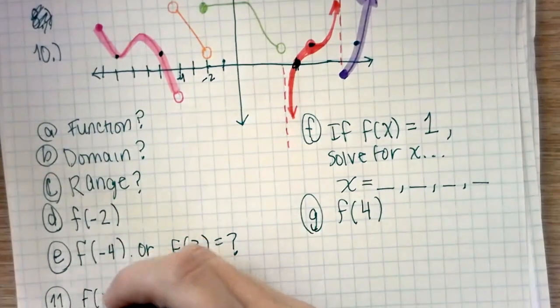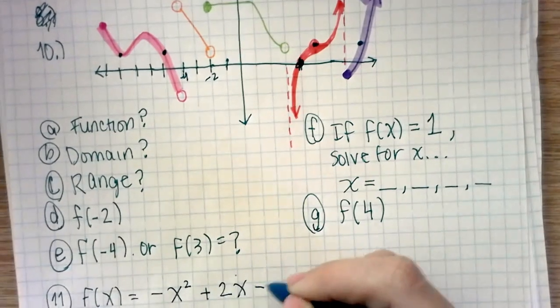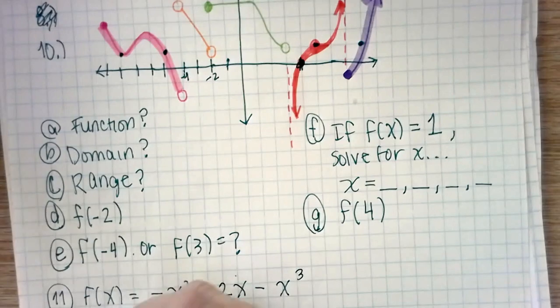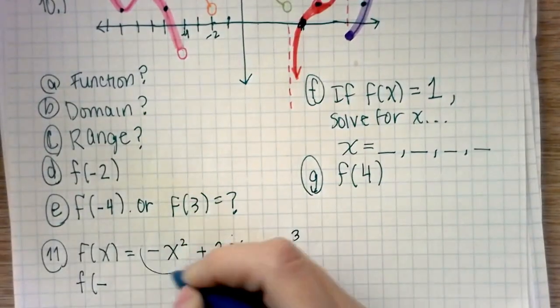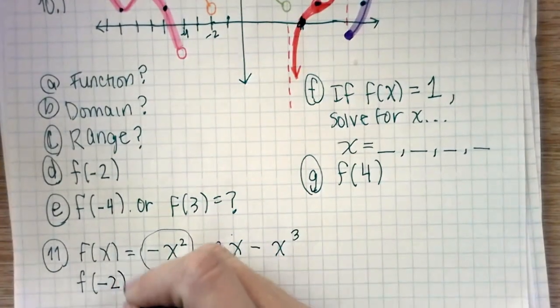I'm going to ask you to evaluate a function that has -x² in it, plus say 2x minus x to the third, whatever. And I'm going to say, find f of a negative number. I guarantee it. Why? Because you guys keep messing this up. I need you to prove to me you can do it. I'm not trying to catch you. Please prove that you can do it now.